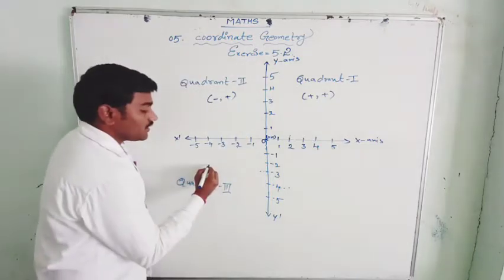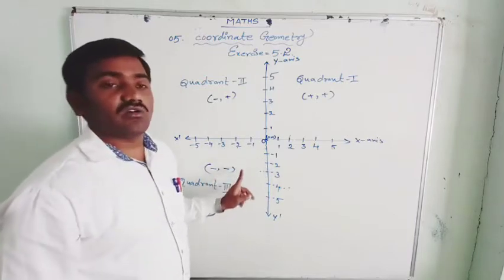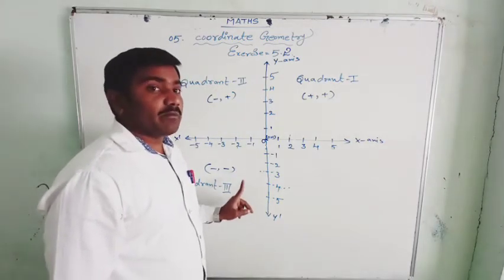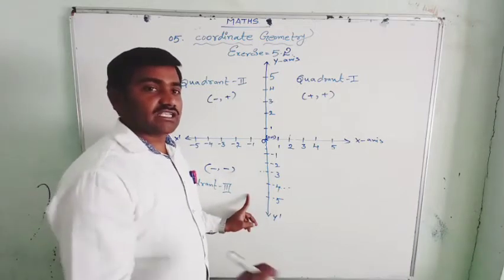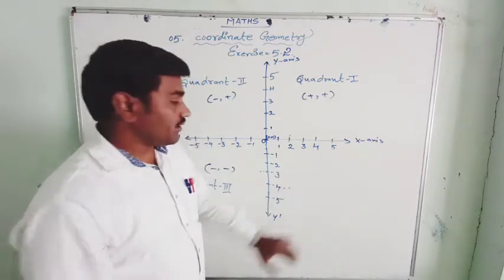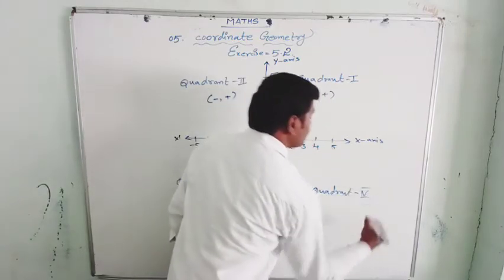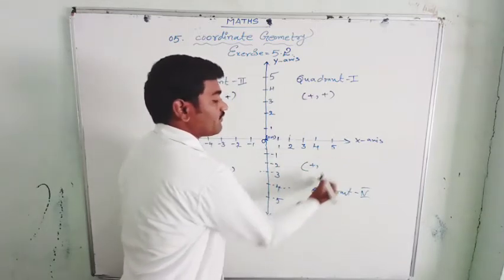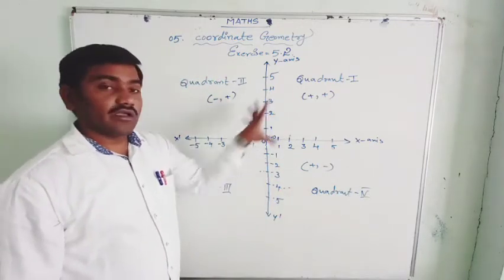If x is negative and y is positive, it lies in quadrant number 2. Suppose both the x value and the y value are negative, then it is in quadrant number 3. Suppose (-2, -3) will lie in the third quadrant. (-5, -6) will lie in the third quadrant. -5 is the x-axis value, -6 is the y-axis value. Then we come to quadrant number 4. Here in quadrant number 4, x values are positive and y values are negative.